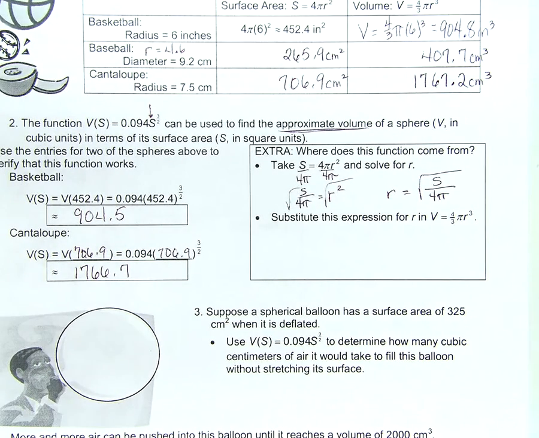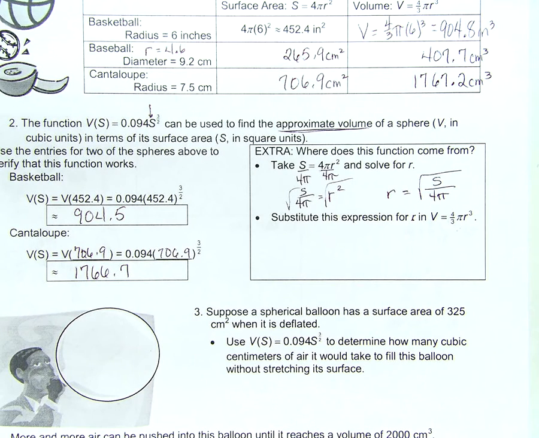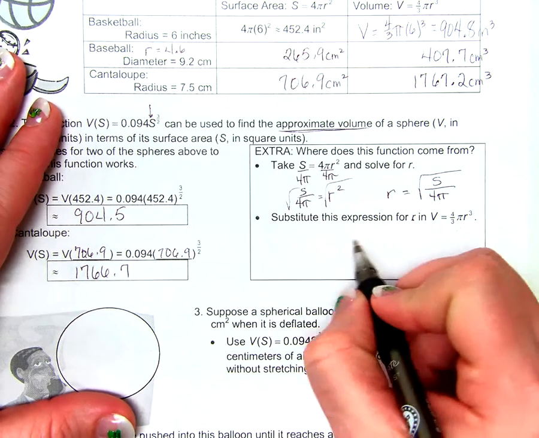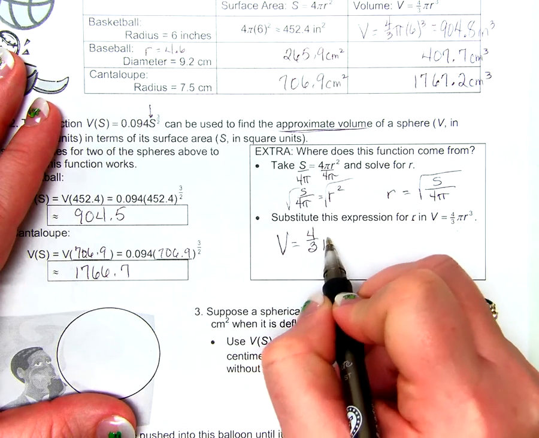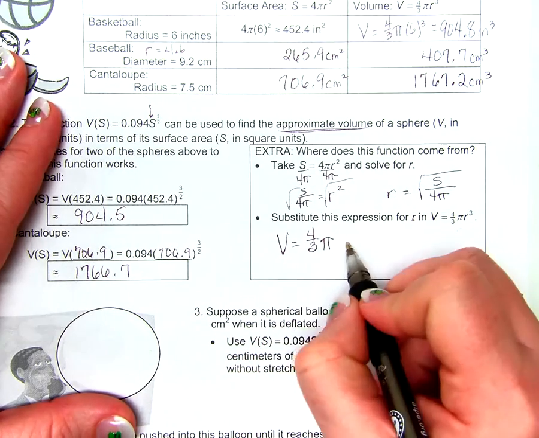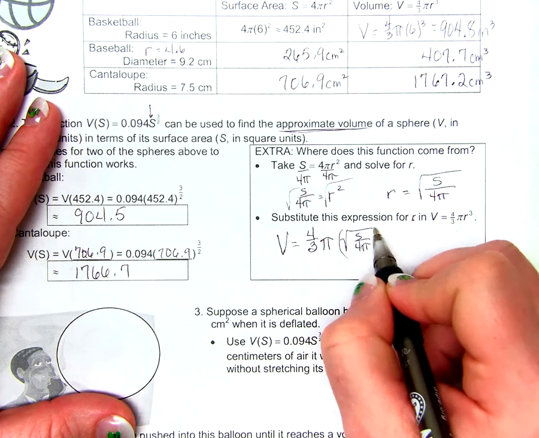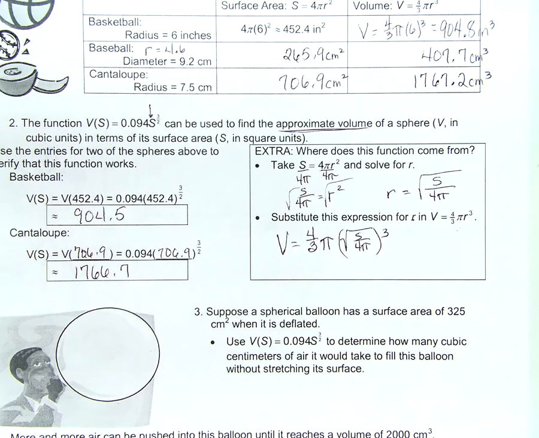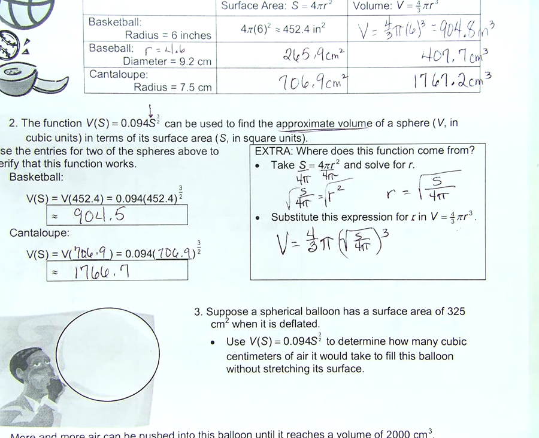Now, what if we substitute this expression for r into the formula for volume? So we have V equals 4/3 pi times the square root of s over 4 pi, cubed. That's where this expression comes from, because they simplify the pi's, they raise things to the right square roots and things like that. I just wanted you to see where that came from.